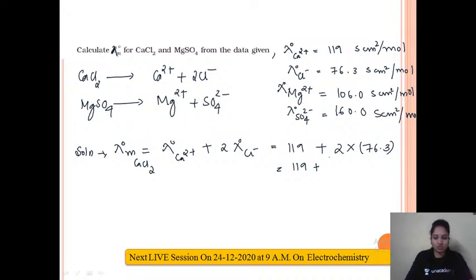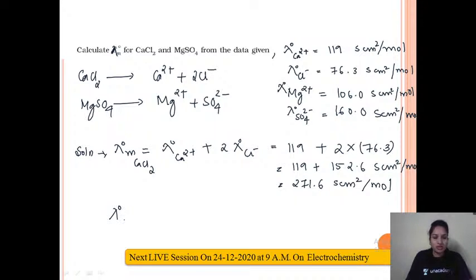76.3 into 2, and that is 152.6 Siemens centimeter square per mole. So your final answer would be 271.6 Siemens centimeter square per mole. So this is how you need to calculate.